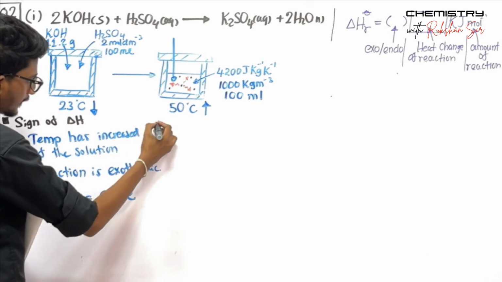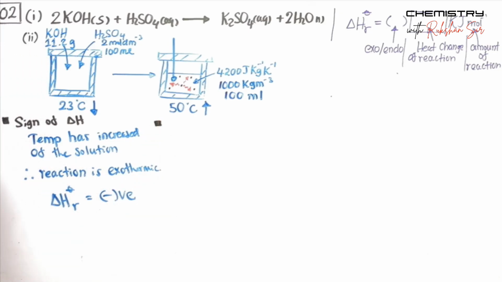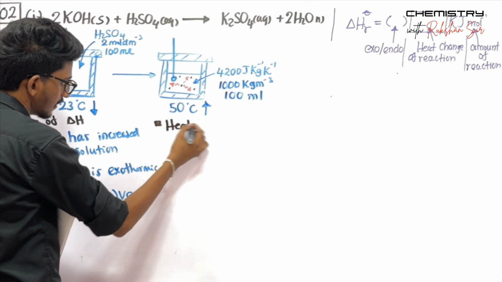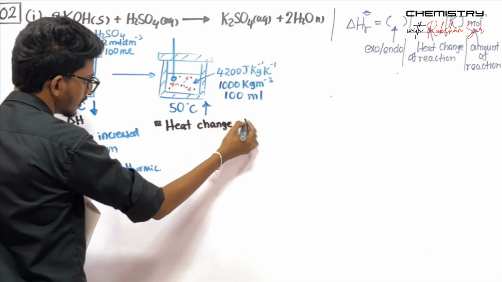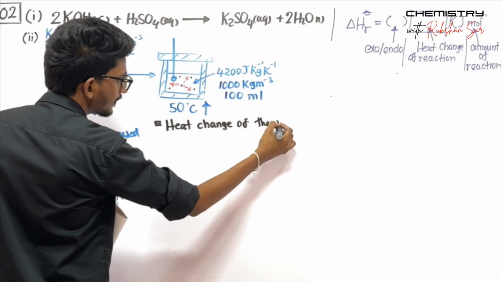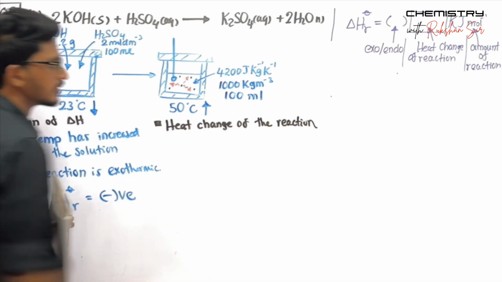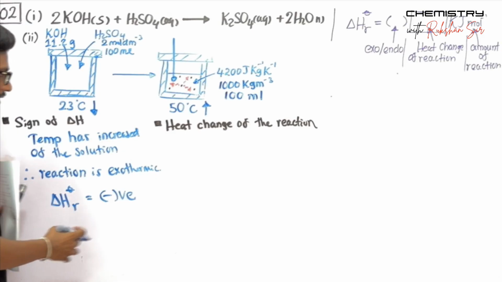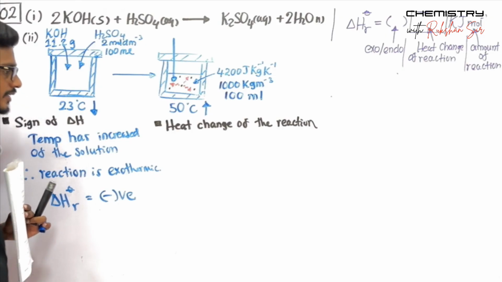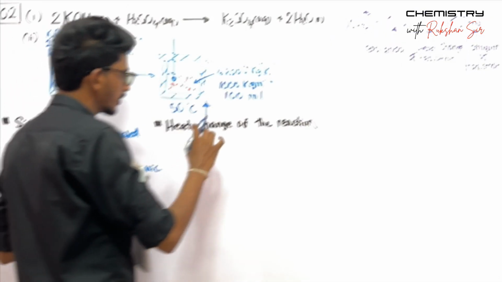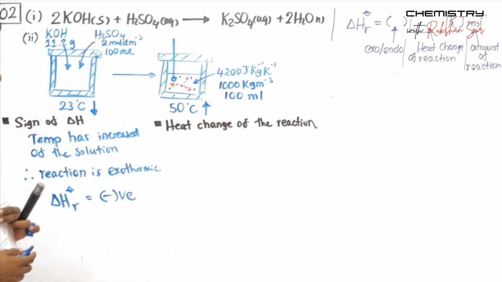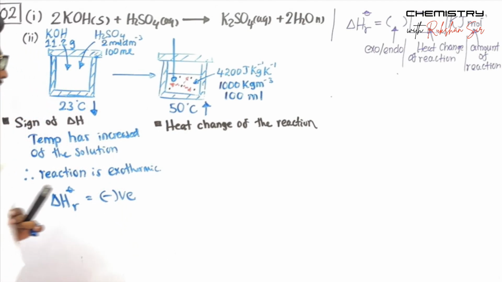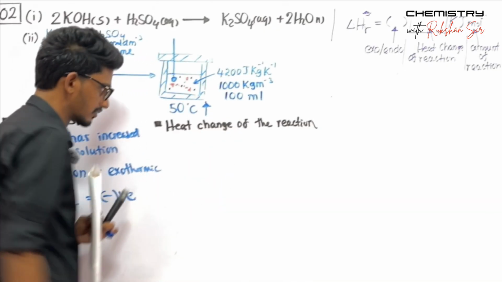The next part is about the heat change involved in the reaction. Heat change of the reaction. Let's come up with that. For that, first of all, we need to come up with the mass of the solution, right? And it can be used in Q equals mc delta theta, where you find the heat absorbed by the solution, which will be equal to the heat released by the reaction, right? That is our pathway here.